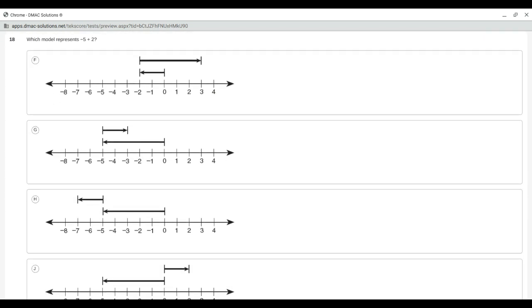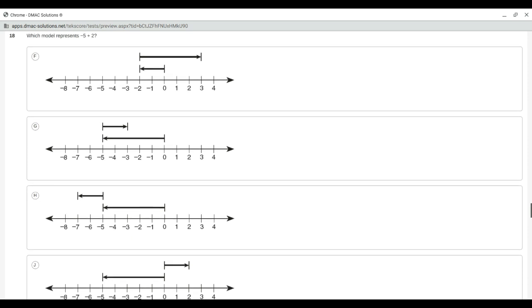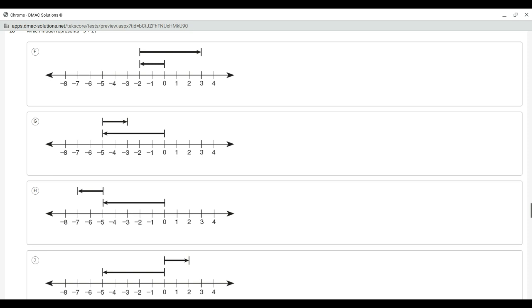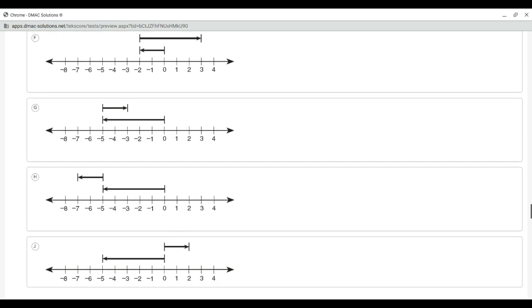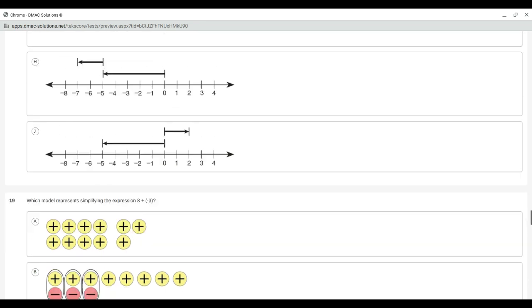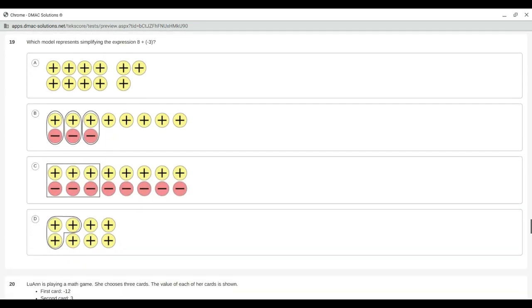Number 18. Which model represents negative 5 plus 2? Number 19. Which model represents simplifying the expression of 8 plus negative 3?